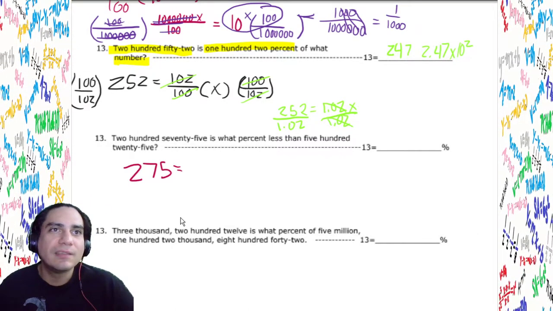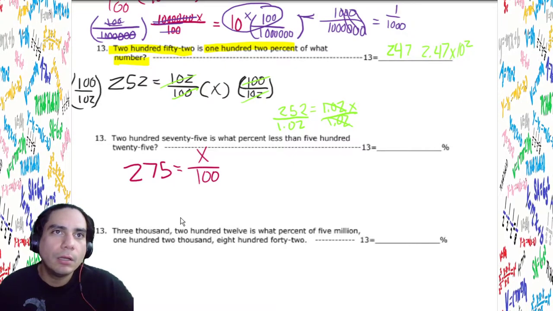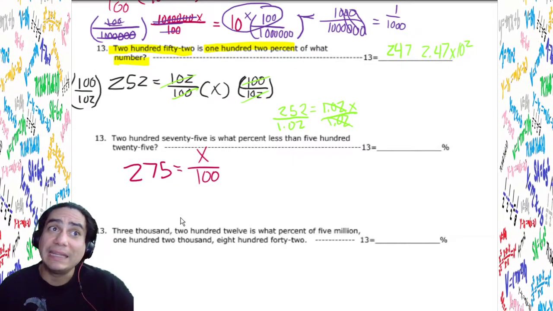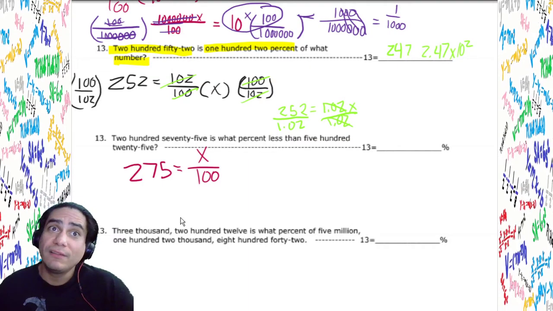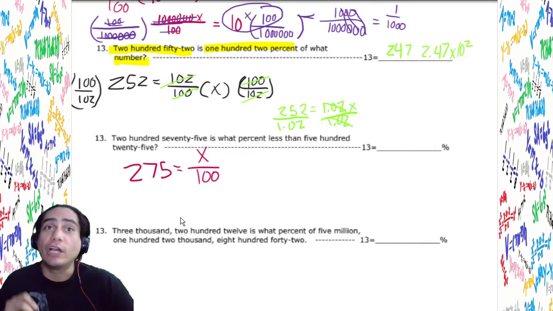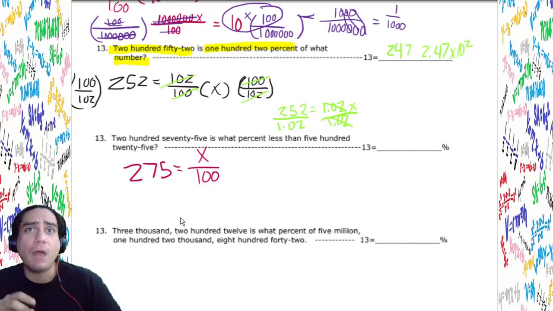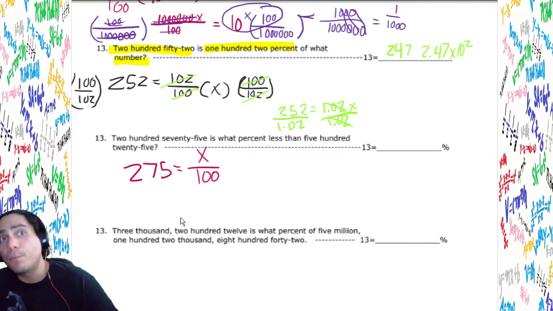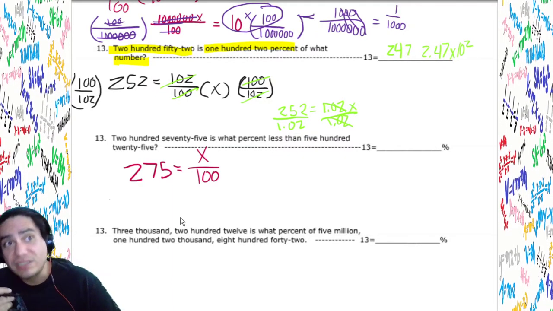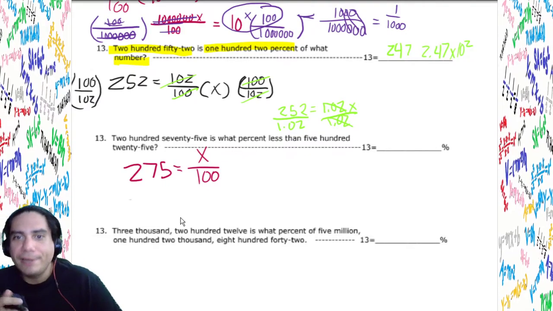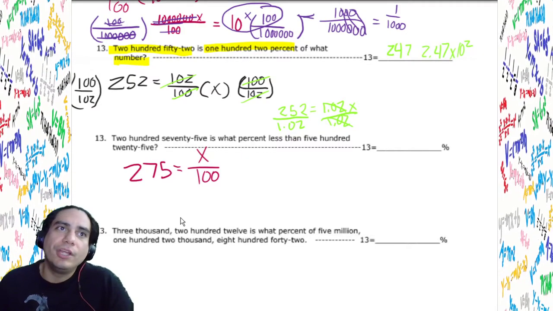275 is what percent less than 525. Now look, I actually wasn't supposed to put this problem here. I'm going to have another problem later for this type of problem. But we could still kind of set this up.